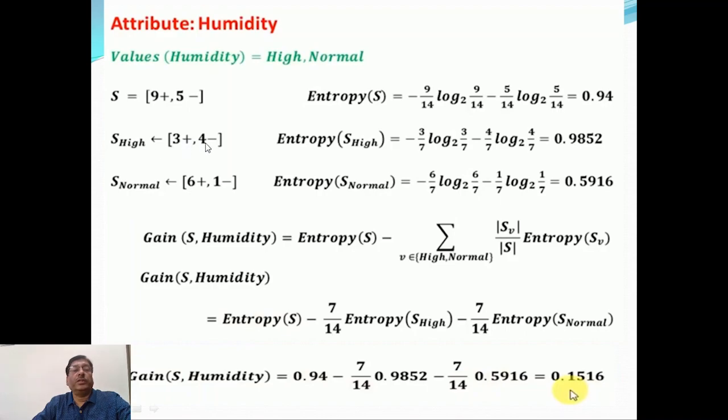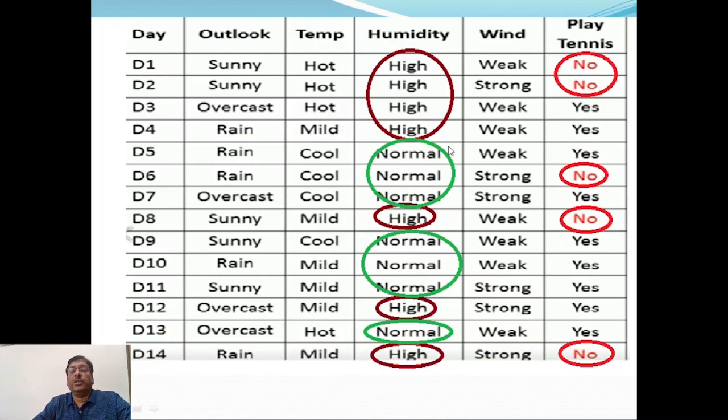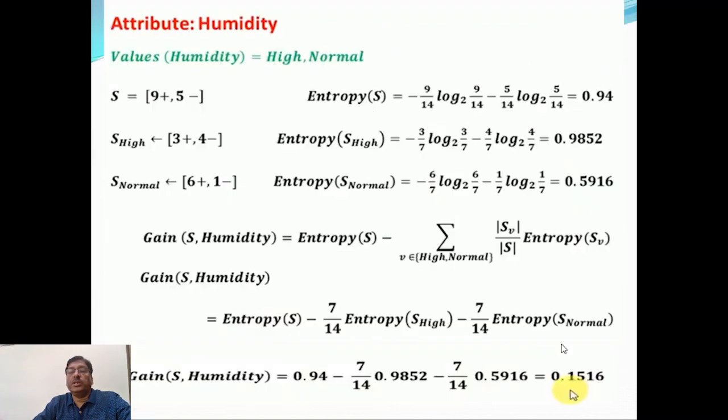So when high is 7 times, normal is also going to be 7 times. But how many times is it positive? You calculate: 1 time positive, 2 times positive, 3 times, 4 times, 5 times it is positive, 6 times it is positive. So you will write 6 plus, 1 minus, and then you find the entropy for that, and you get the value 0.5916, and so on.